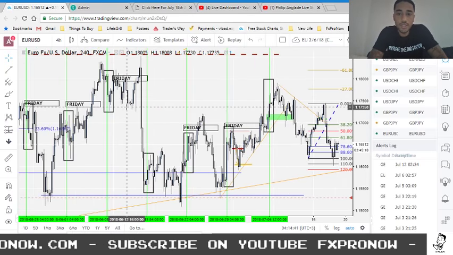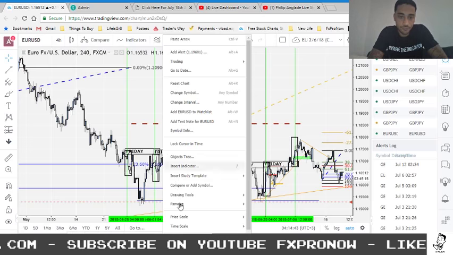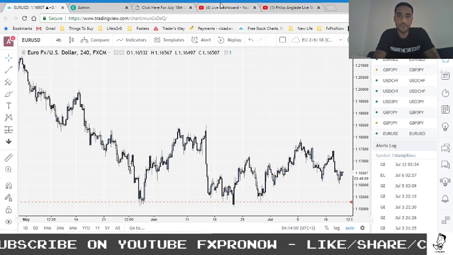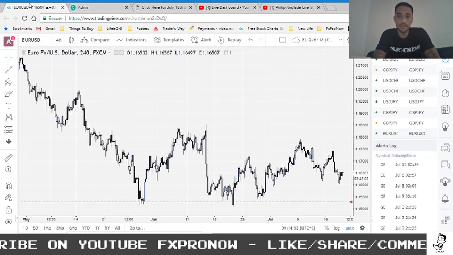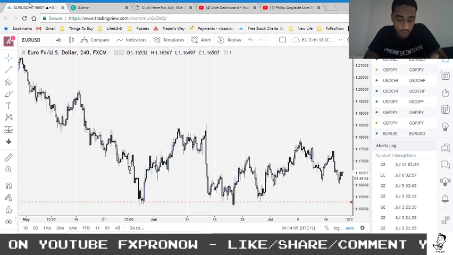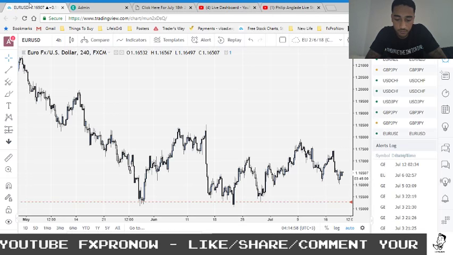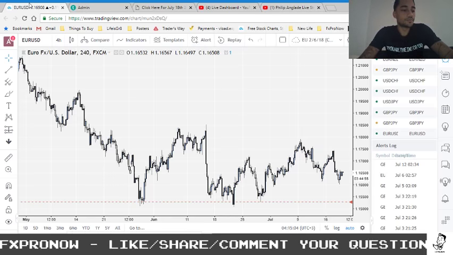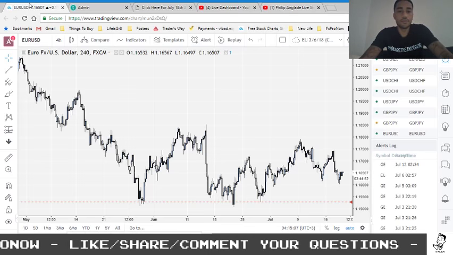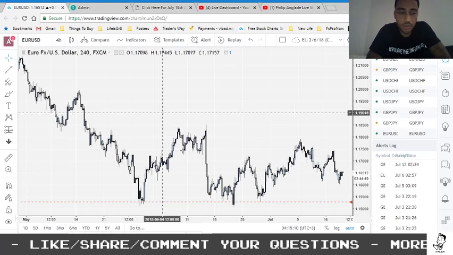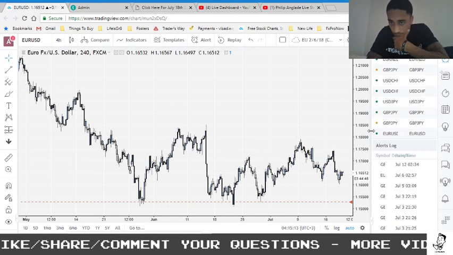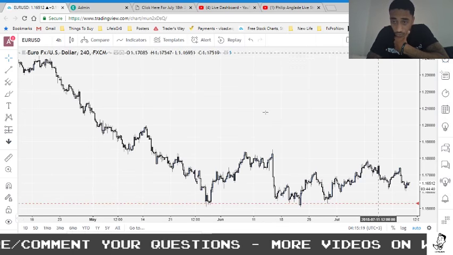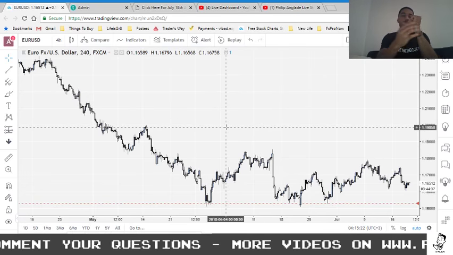So what I'm going to do is literally erase everything, okay? I'm going to go to remove and remove all indicators and drawings. I'm going to make sure that the entire screen is completely blank, okay? What I want to do is make sure that I have nothing on there, all right?